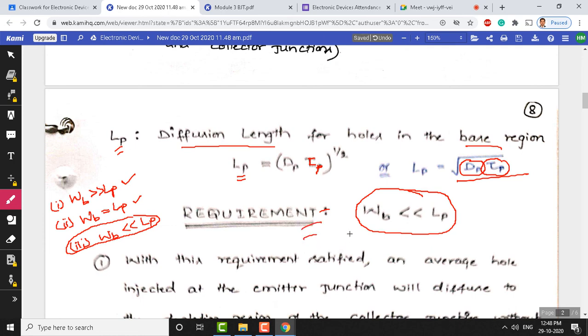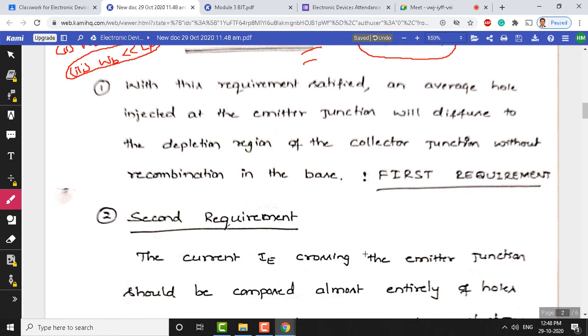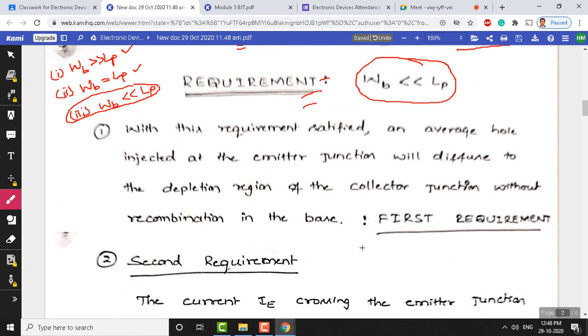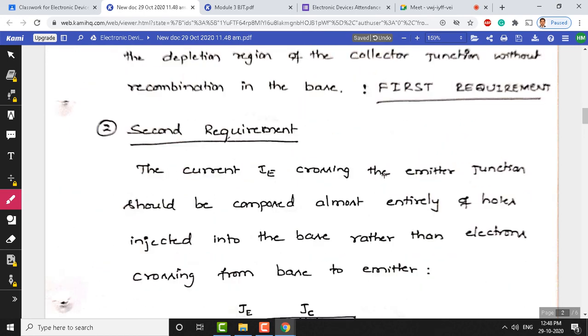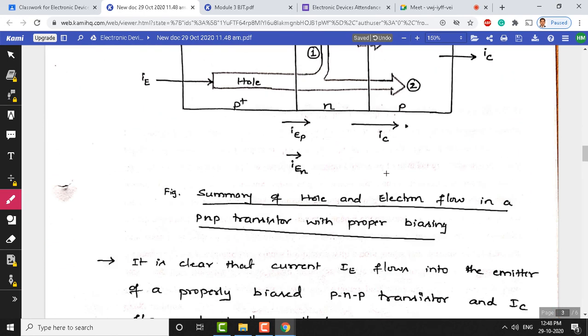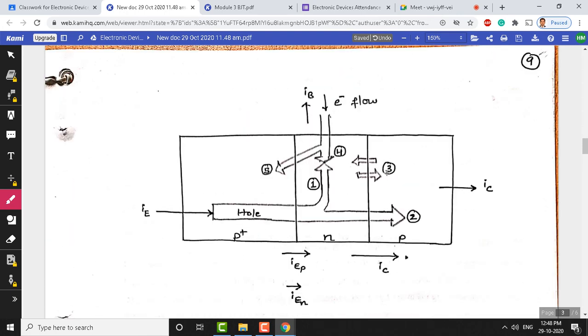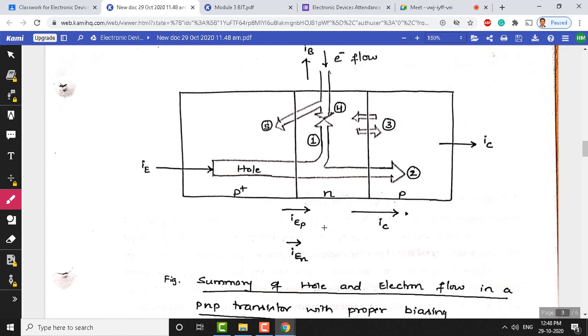Okay. So, I will stop at this point, and if you have any questions you can ask me here before we proceed to the requirements. In the next class we will discuss the 2 to 3 requirements that we need to meet here, and finally we will discuss all these currents that are flowing in the P plus NP transistor. Okay. Any questions so far?